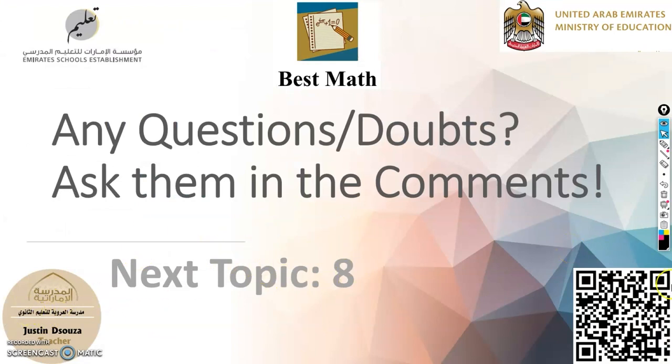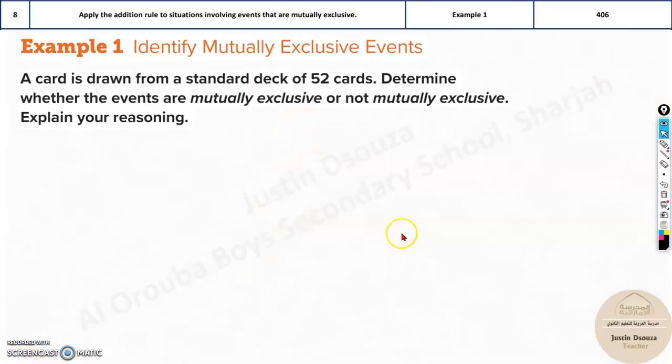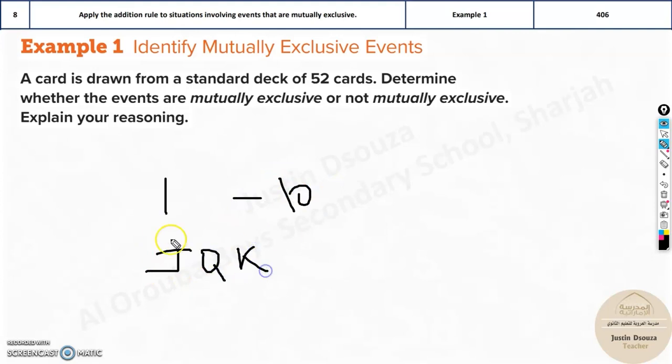The eighth topic is again on probability, but this is a very simple probability problem, identifying mutually exclusive or not mutually exclusive events. Now, what this means, it's very simple. Let's look into this problem because this is one of the best examples. Here, a card is drawn from a standard deck of 52 cards. Now, about cards, you might know there is ace, ace is considered as 1. There are number cards 1 to 10, and then there is jack, queen, and king. These are called picture cards.